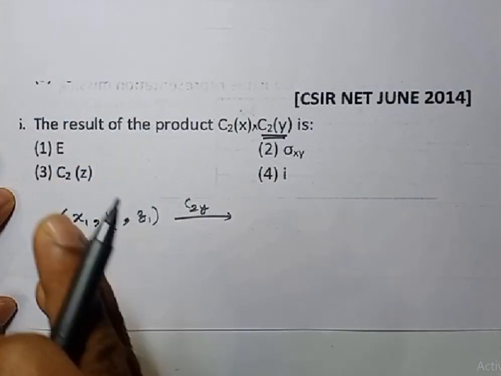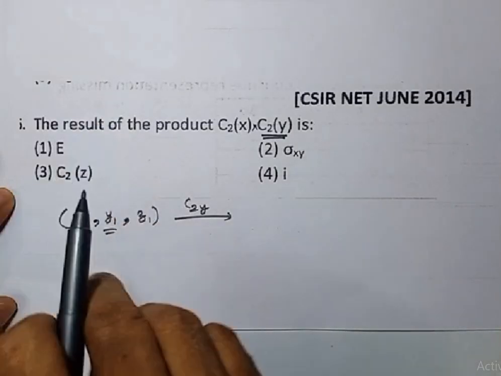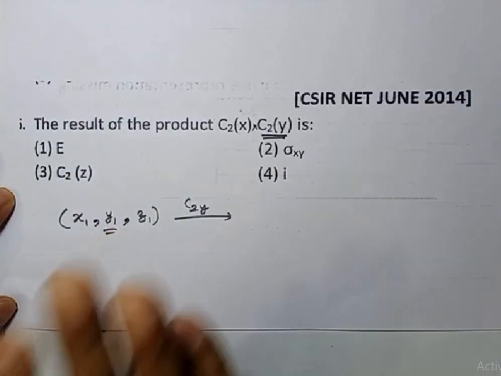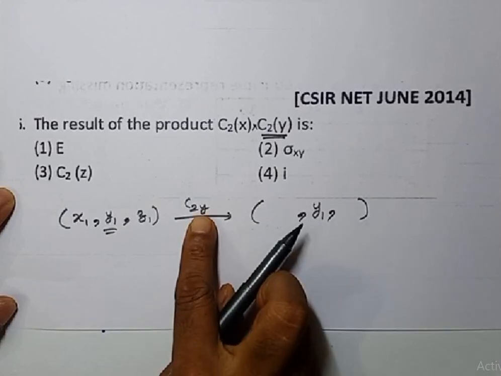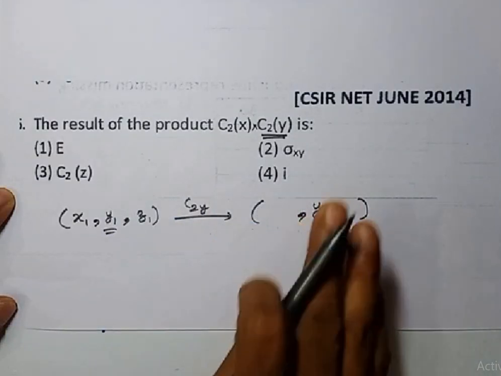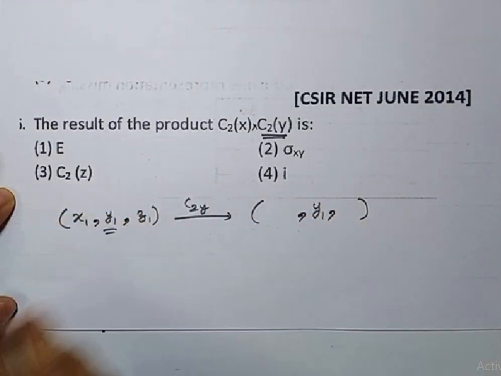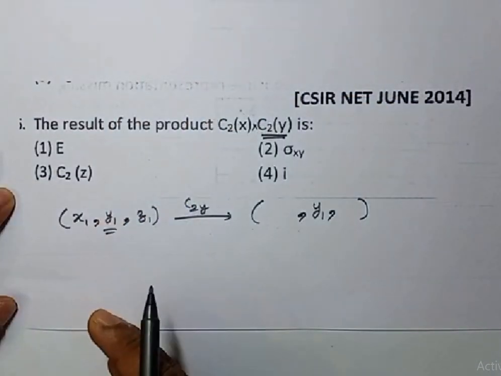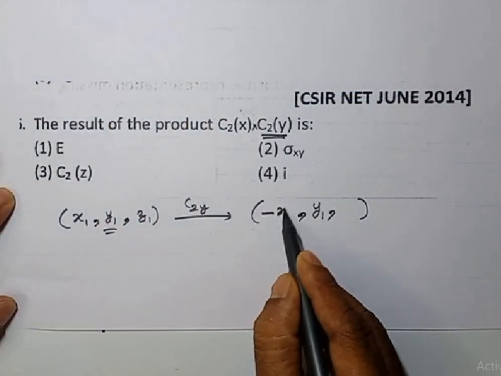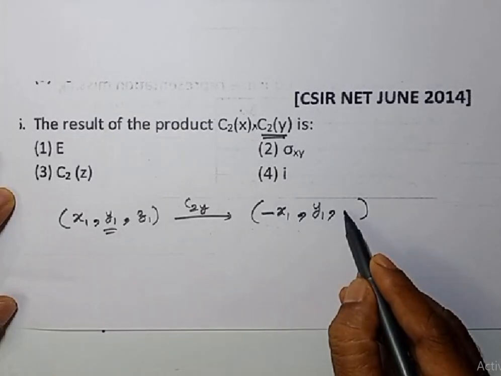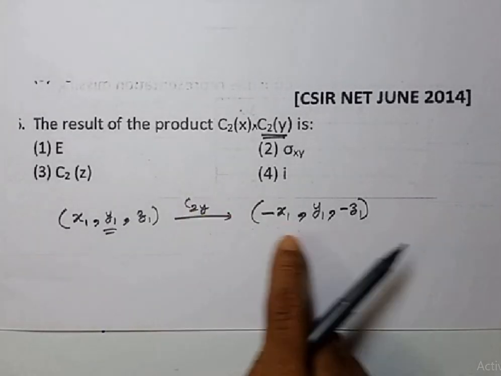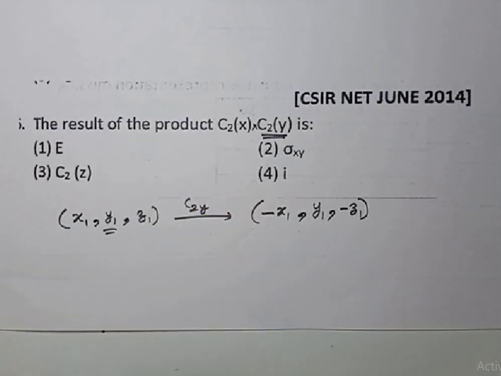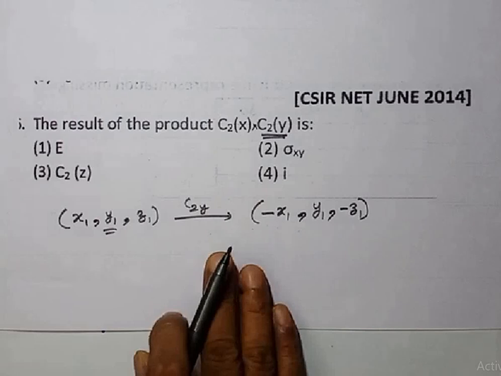So y1 corresponds to the y-axis, right? Now if I rotate about the y-axis, what will happen? The y1 remains as such. I am rotating along the y-axis by 180 degrees, so the y1 value remains as such. X1 and Z1 go to exactly the opposite side. So X1 becomes minus X1, Z1 becomes minus Z1, because I'm rotating along the y-axis. Y doesn't change. This is the result after C2Y.